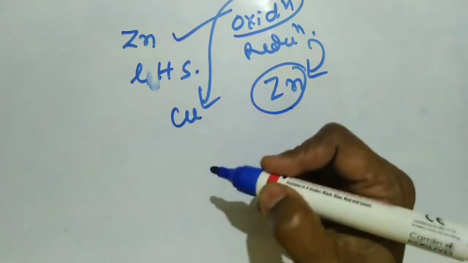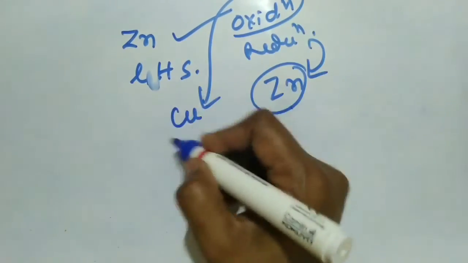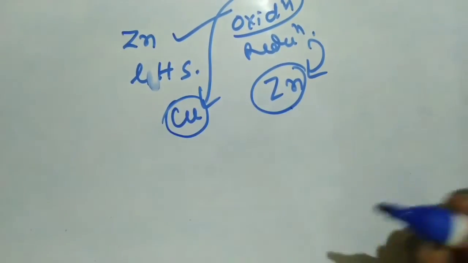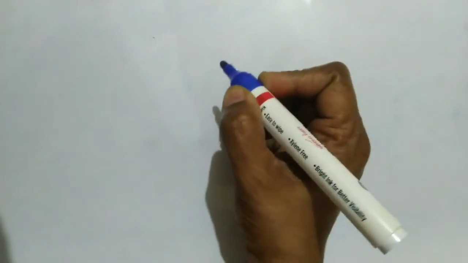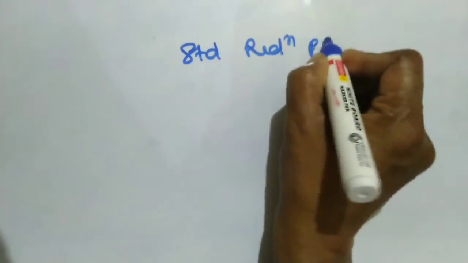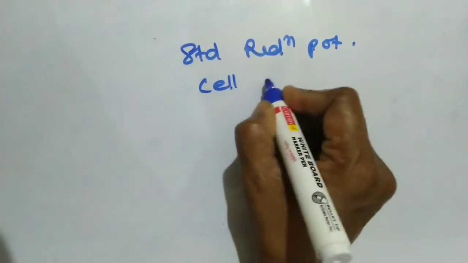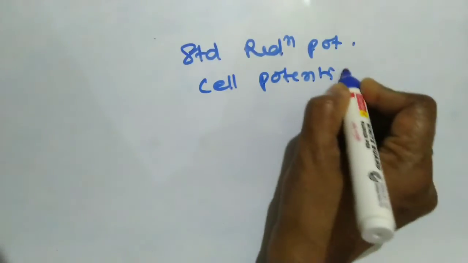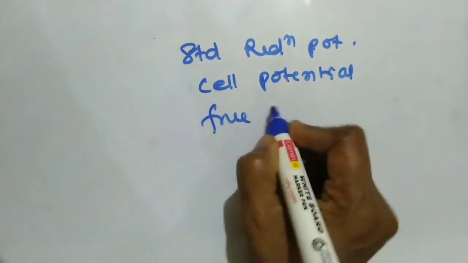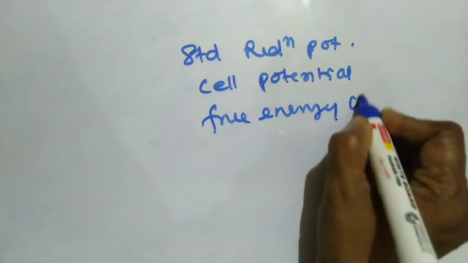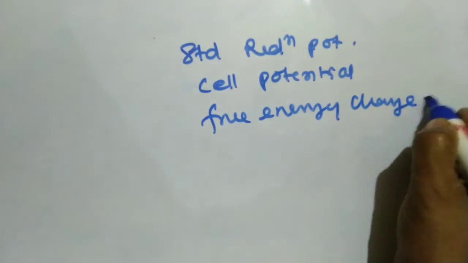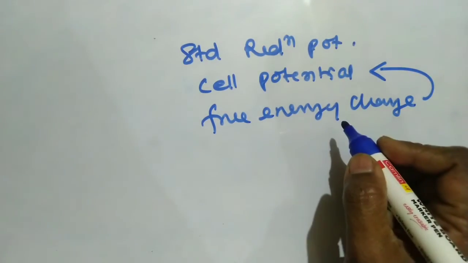If you want to know the reason for taking the zinc electrode as anode and not copper, please watch my next video for the explanation. In my next video you will find more about standard reduction potential, cell EMF or cell potential, free energy change, and its relationship with cell potential.